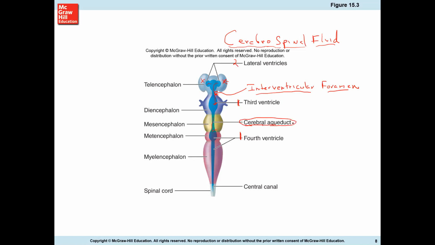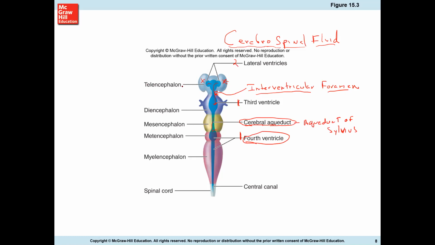Cerebral aqueduct, also known as the aqueduct of Sylvius. That's a V. Sylvius. Okay, into the fourth ventricle, what you're going to see. So those are your ventricles. So there's 4 of them total.